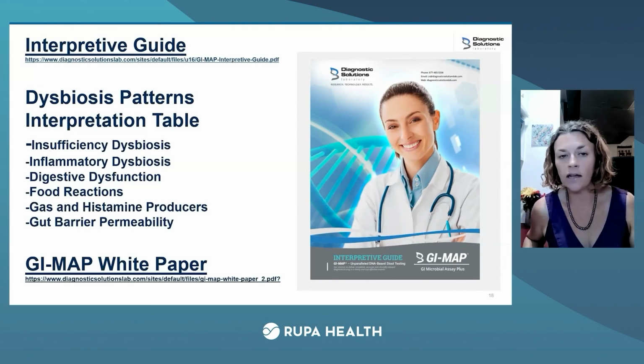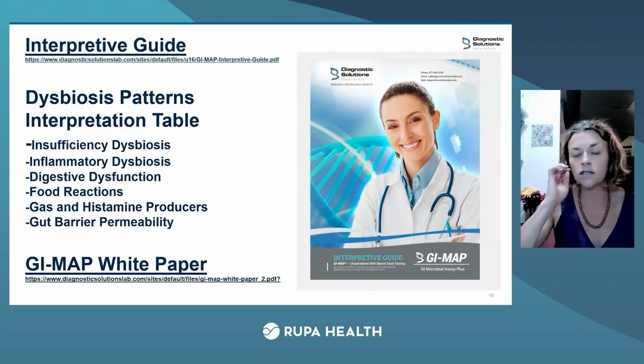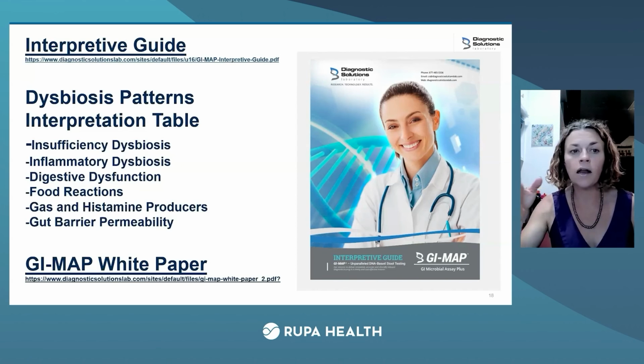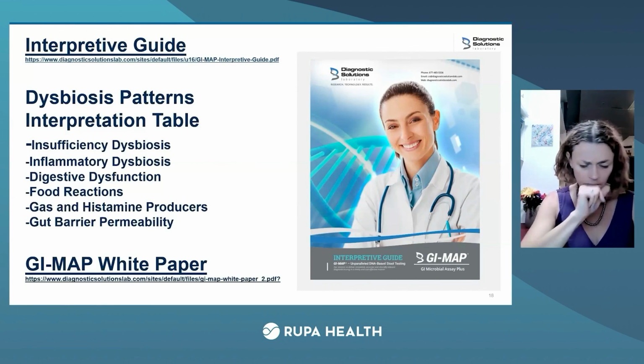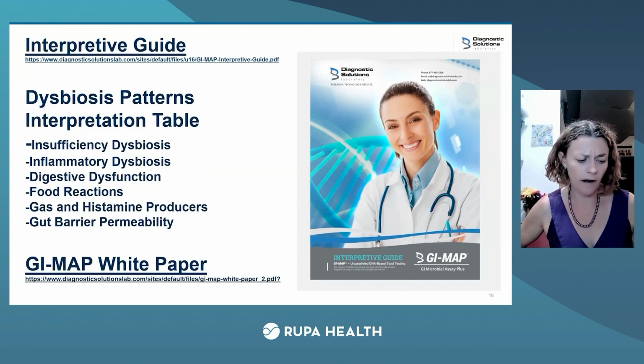It's not going to have every answer to every one of your questions, but it's a very good place to start. And in the back of the interpretive guide, we have patterns. So we have little tip sheets talking about these dysbiosis patterns. We also have tables that demonstrate gas and histamine producers on the GI map and patterns that you would see in barrier permeability. We also have a white paper available to download. That's more of a technical document. It's 300 and something pages. It's not something that you're going to want to read start to finish, but it's very well referenced. And if you're ever looking to nerd out more on some of the specific targets on the test, that is available.